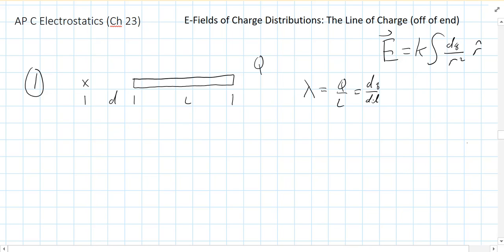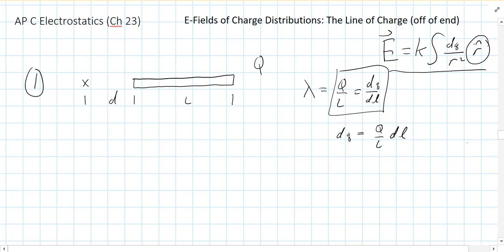Now, we're going to try to use this equation up here. So we have to figure out how to write dq. Well, you kind of have most of the work done for you right there. You're going to get dq by itself. dq is equal to Q over L, those are constants, times dL. Now, we still have a couple issues here. First of all, the r hat. So let's say you look at some small chunk of the bar. So there is our dq, and let's say it has a length dl. That's what these are in this equation right here.